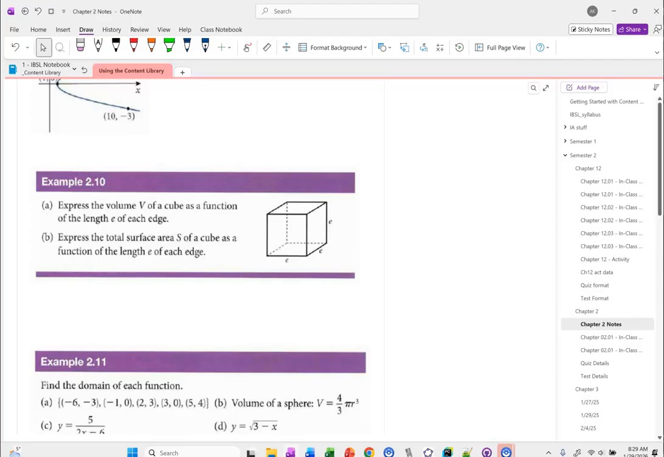So let's practice writing some functions. Part A says express the volume V of a cube as a function of the length E of each edge.